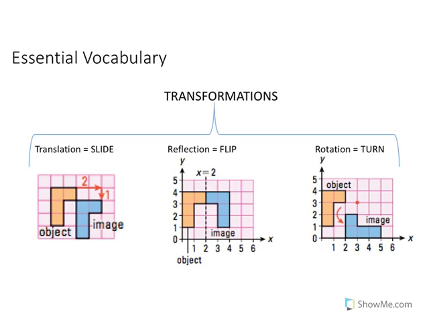Now, first of all, you need to understand what transformations are. Transformations is basically how you move a shape across a grid. And the different types of transformations we have are translations, reflections, and rotations. A translation is simply sliding. So in this case, we move the object, the orange shape, 2 spots to the right and 1 spot down.